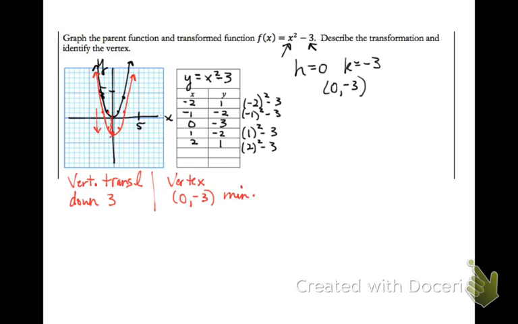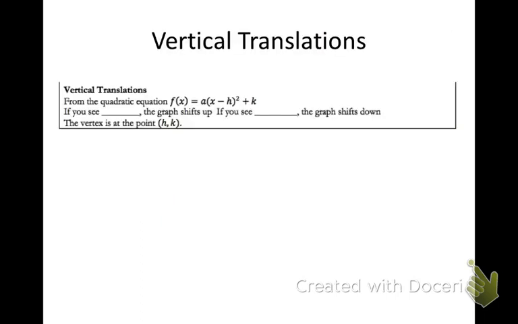So now we're ready to write a general rule for how we can tell from an equation how our graph of our parabola will shift from the parent. So in a quadratic equation, thinking about this general form here, if you see a k value that is being added, so a plus, and that will be a value that's at the end of the equation, then the graph shifts up. And if you see a k value that's being subtracted, then the graph will shift down. And as always, our vertex is at the point hk.